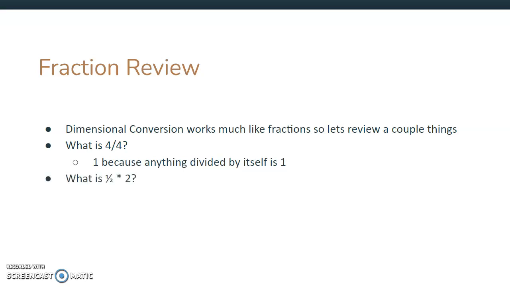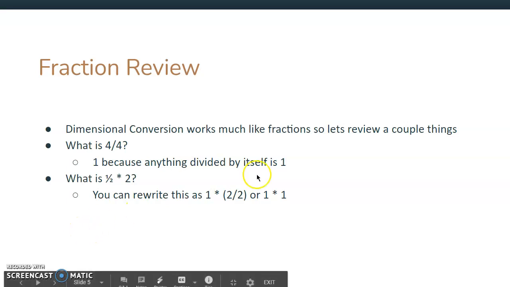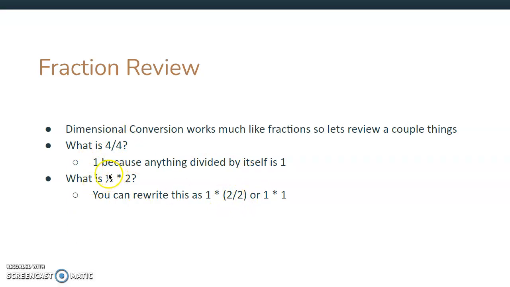Also, what is 1/2 times 2? Another way we can write this is we could multiply them together and say that it is 1 times 2 over 2, or 1 times 1. Because we said anything divided by itself is 1, we can say that the 1 on the top is like multiplying this times 2 over 2, so 1 times 1, of course, is 1.